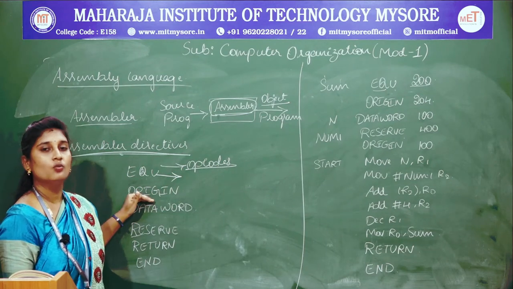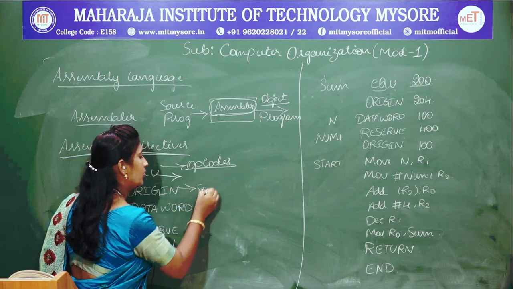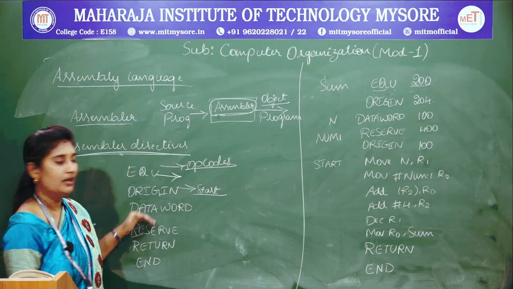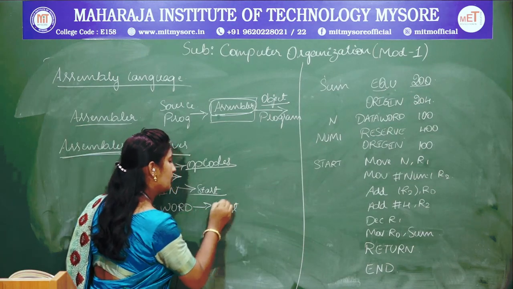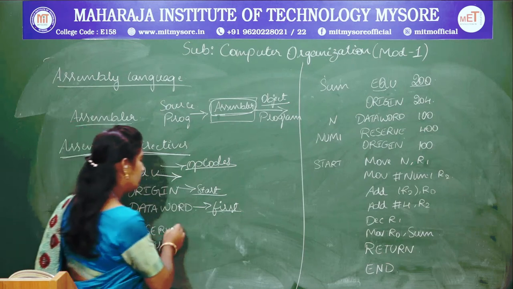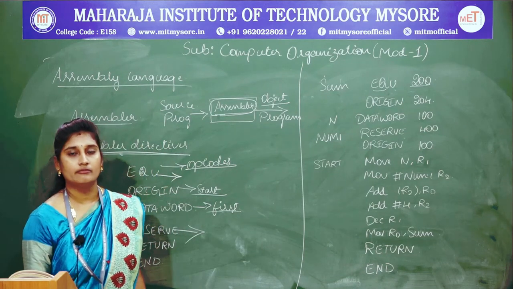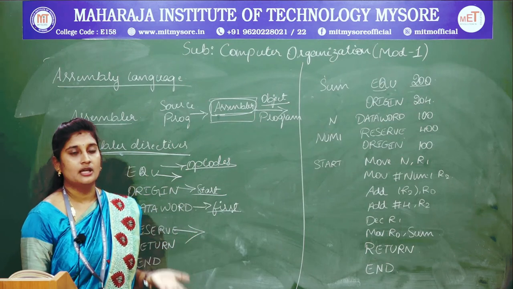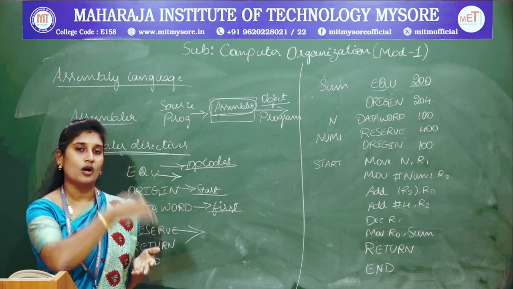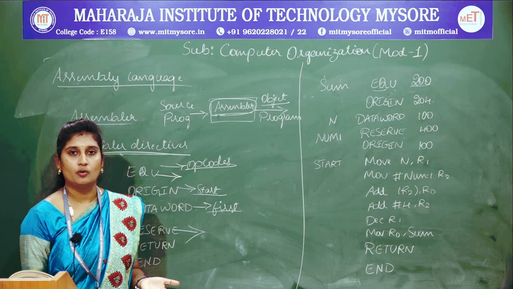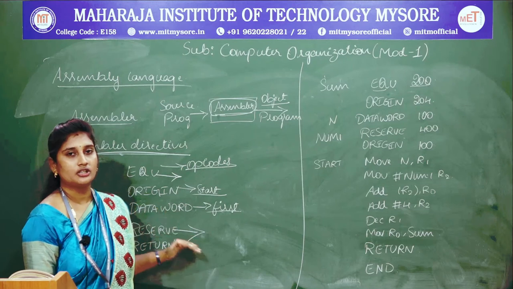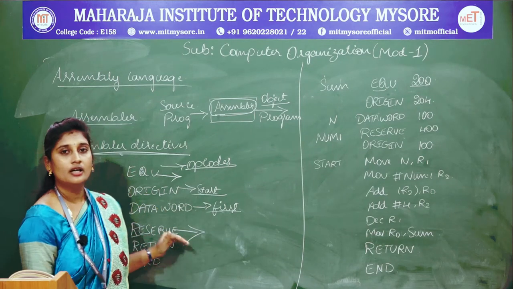Again, the ORIGIN assembler directive will be used to start the program, at which memory location your program gets started, and DATAWORD will be placing the first location of your memory, and the RESERVE assembler directive or command will always be reserving some data bytes for additional purposes. Sometimes you will be carrying out the sum of n students, and you need to store that sum in another register. If you don't have the memory location, you will initially reserve some extra memory location through my assembler directive, that is your RESERVE.